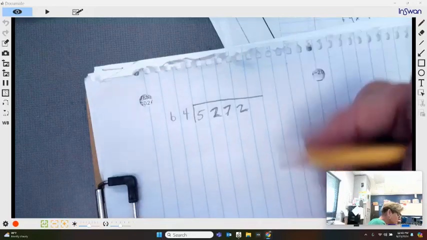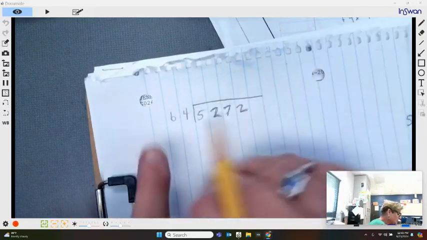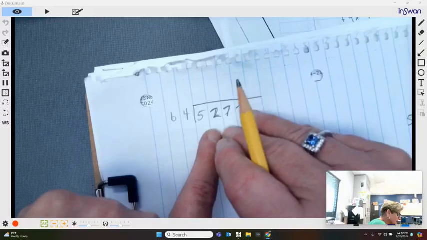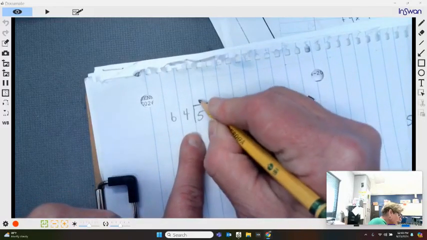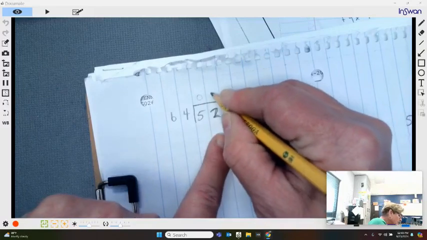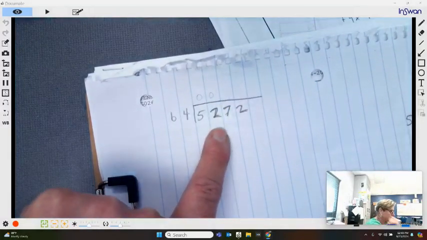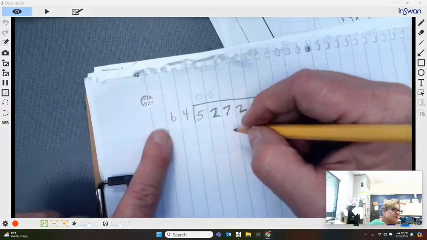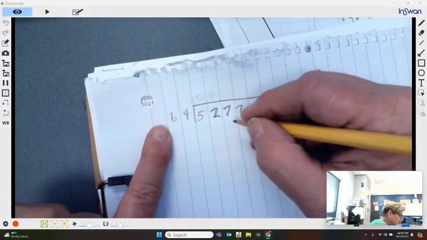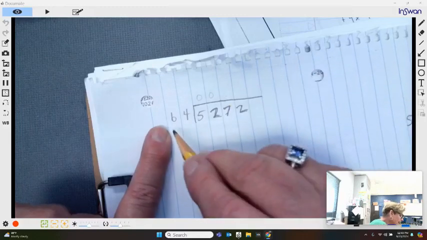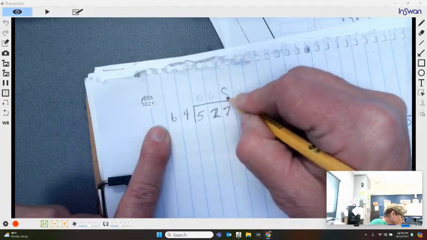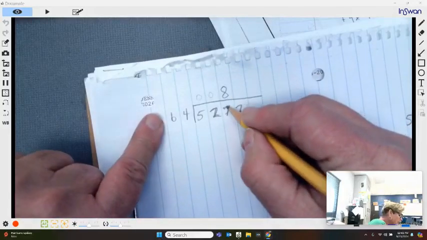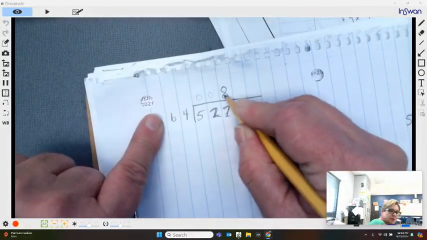Now, I know if I estimate and treat that like 6 times 8 is 48. 6 times 9 is 54. 6 will not go into 5. 6 will not go into 52. 64 will not go into 52, but it will go into 527. Because I know that 6 times 8 is 48 and 6 times 9 is 54, I know that cannot be above 8. So I'm going to start with 8, and I think we're going to be good there because that's closer to 60. And the value that I divided through, that's where the first number in the quotient goes.